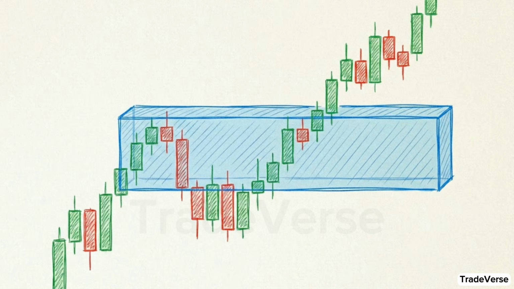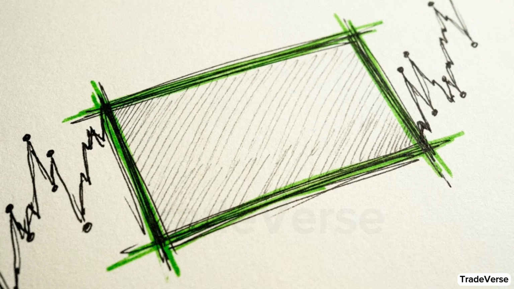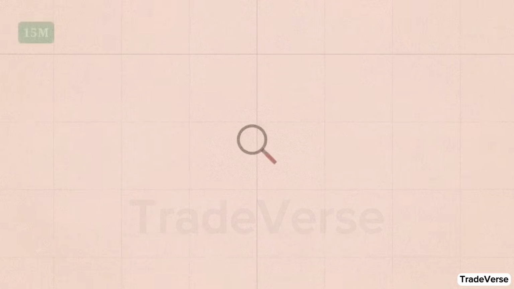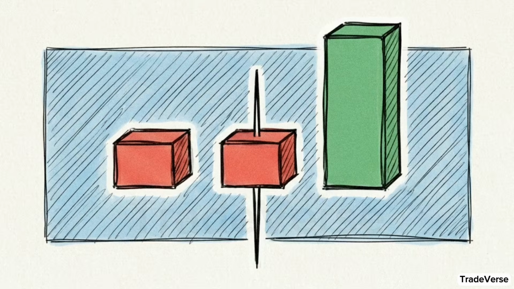We start by identifying a macro point of interest, specifically a fair value gap or an order block on the 4-hour chart. This shaded zone gives us our high probability area. Once that macro zone is set, we zoom into the 15-minute chart. Our goal is to find the 3-candle execution setup, only when price is inside that 4-hour shaded box.